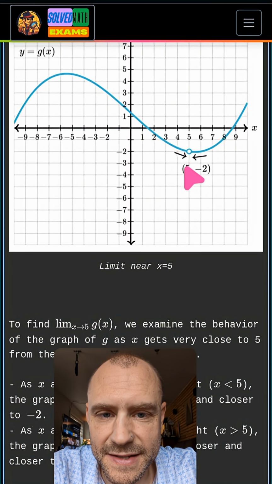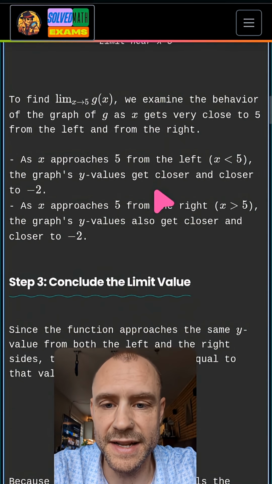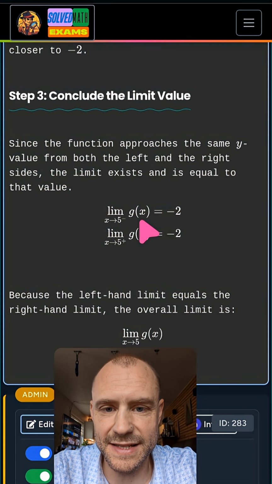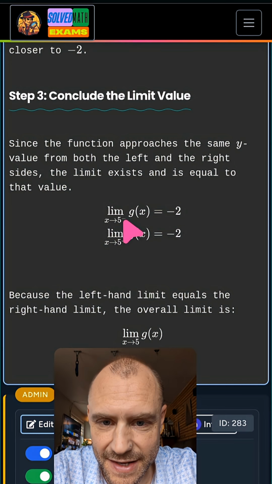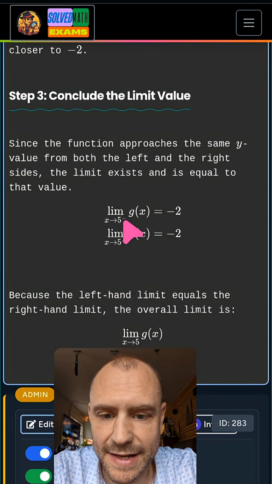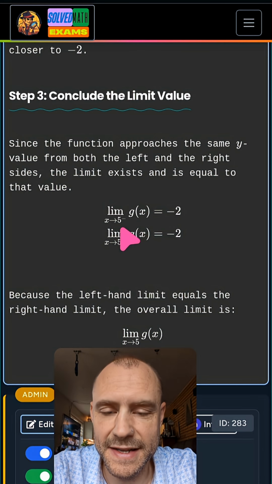So down here, we have to come in from the left, we have to come in from the right. There's specific notation for that. That specific notation looks like this. This is coming from the left, and this is coming from the right. You'll notice, coming from the left, we have a little minus sign. That means x approaches 5 from the left. And the one below it means x approaches 5 from the right.